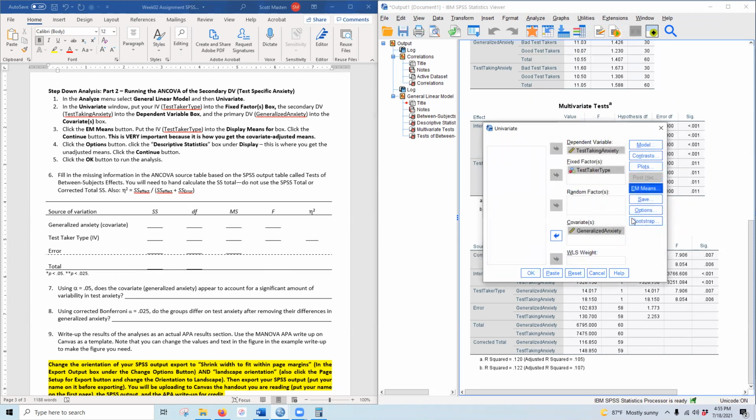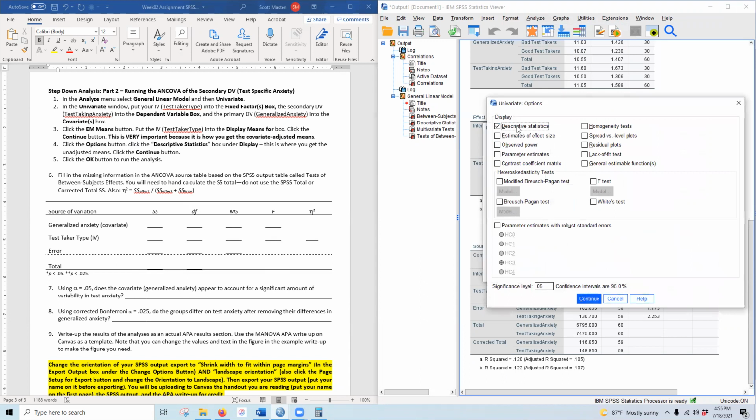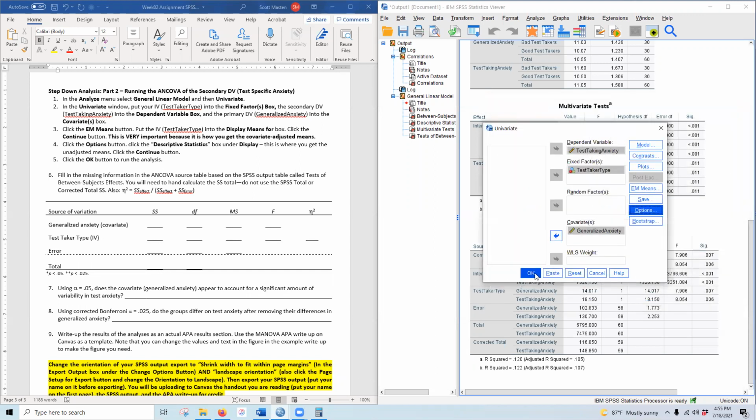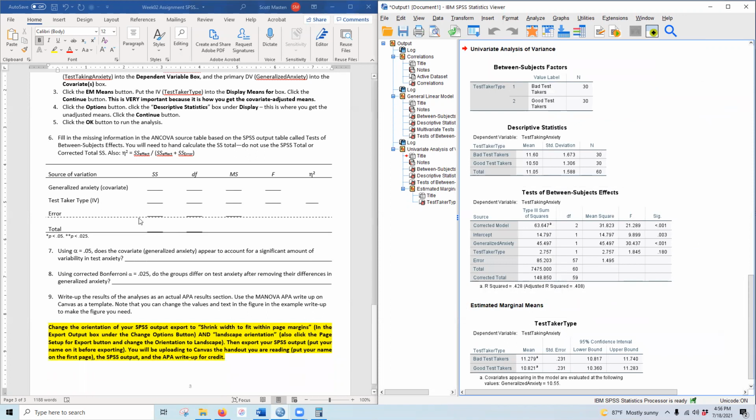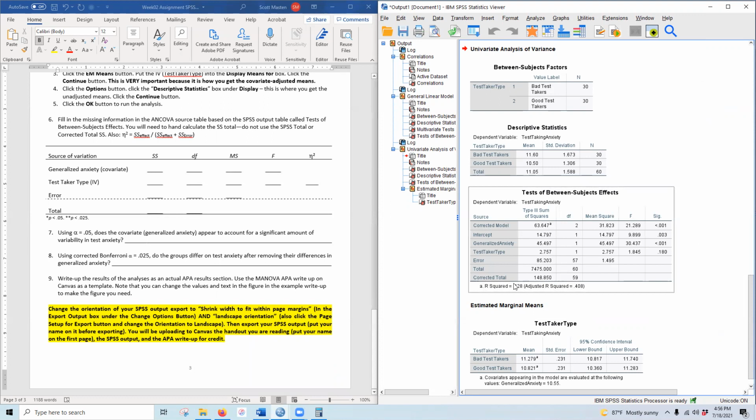And under options, make sure to get descriptives, because that'll give us our unadjusted means. All right, click OK. We run it. We've done an ANCOVA now. So we have to fill in all the stuff in this table and finish it up. Again, this is an analysis of covariance. These are the raw means for test-taking anxiety. These are the adjusted means. This one went up a little, this one went down a little, they moved a little closer compared to here. So let's fill in our table.